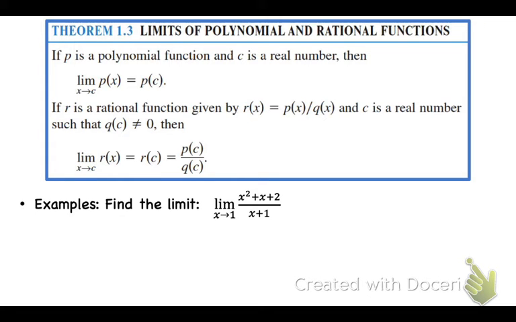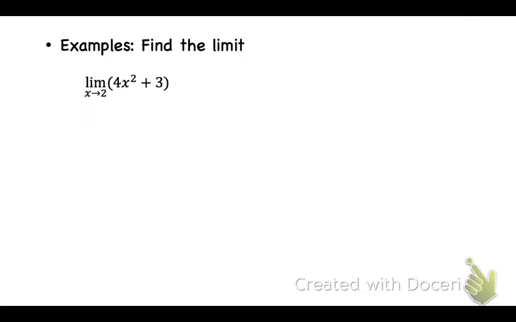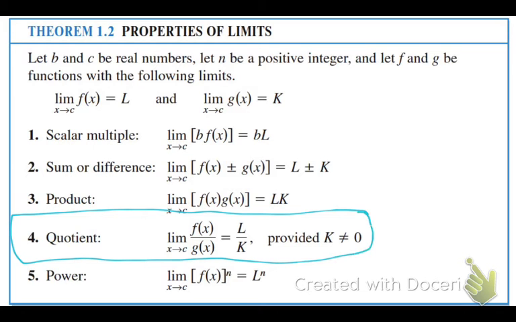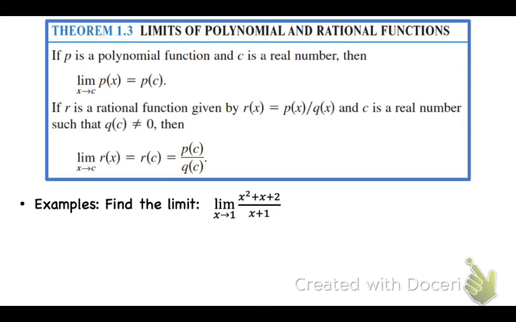Okay, theorem 1.3, limits of polynomials and rational functions. This one right here actually goes back to this right here. So it says if p is a polynomial function and c is a real number, then the limit of p of x equals p of c. So basically plug in the constant, yes? Is that what we've been doing on the last two slides? Yes.